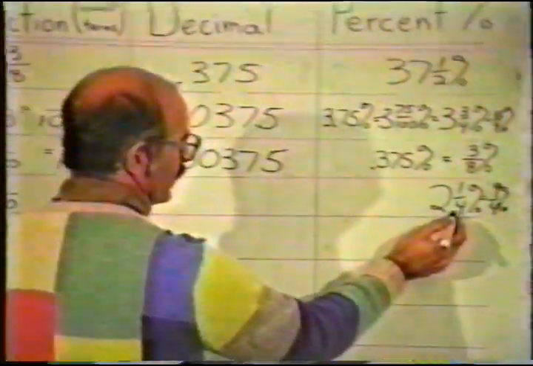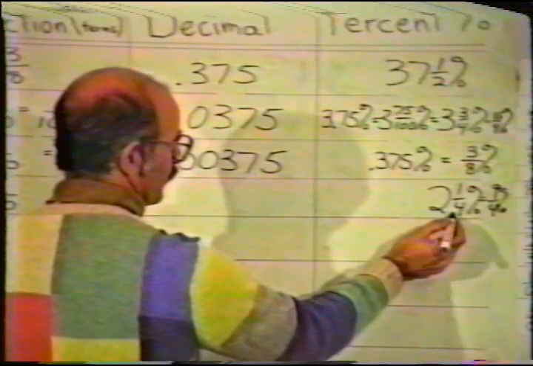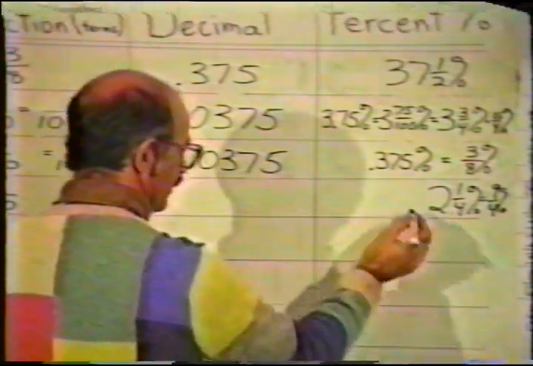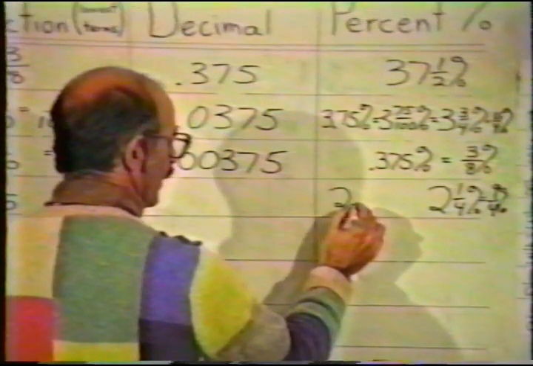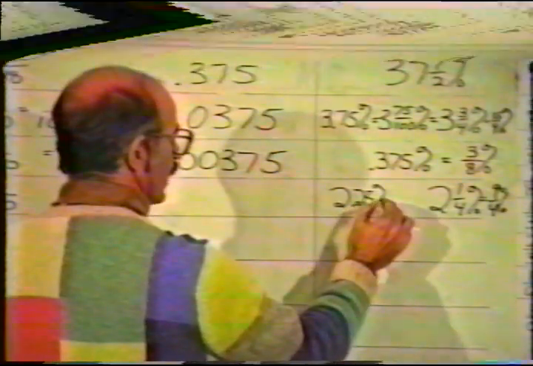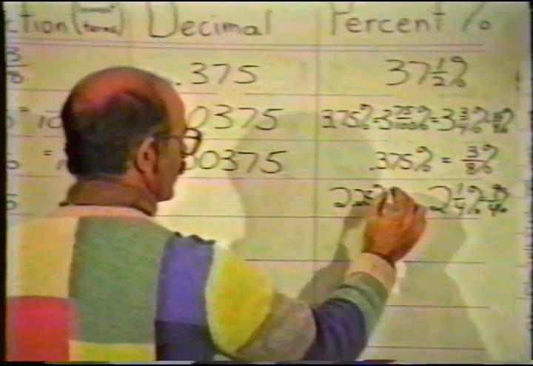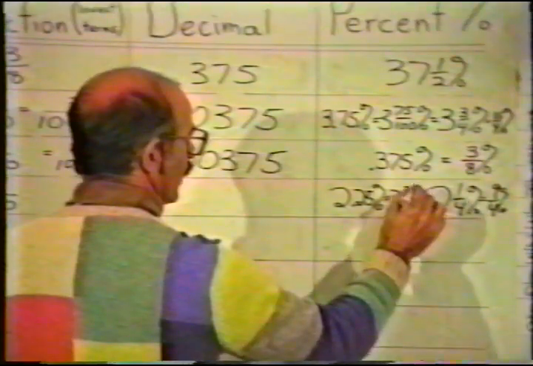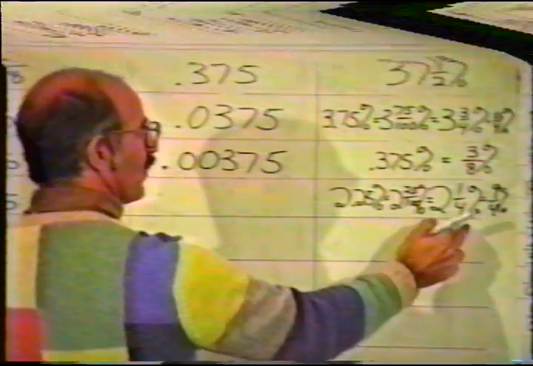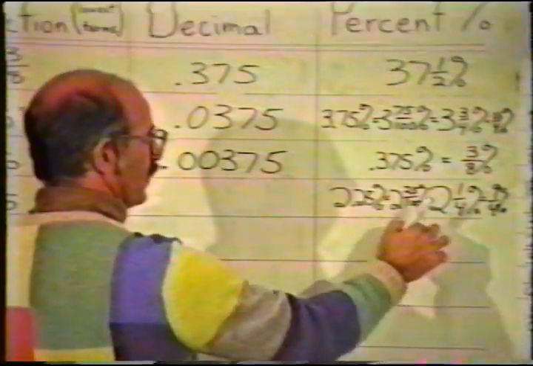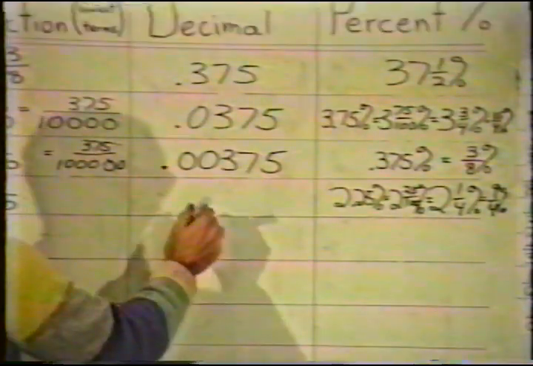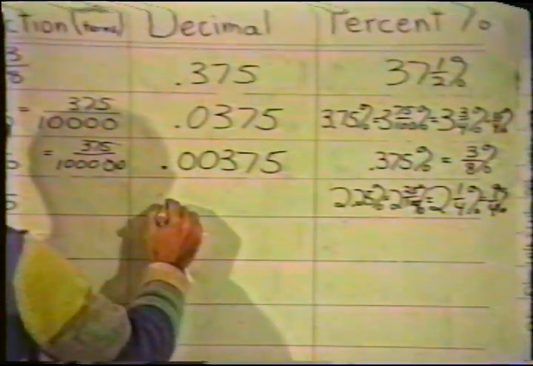Now, let's work it back this way and see if we can get the same answer. 1/4 is what as a decimal? 25 hundredths. So we have 2 25/100ths%. I skipped for you this little step of saying 2 25/100ths% because I know that you know that 1/4 is 25/100ths. Let's move that back 2 places and take away the percent sign.